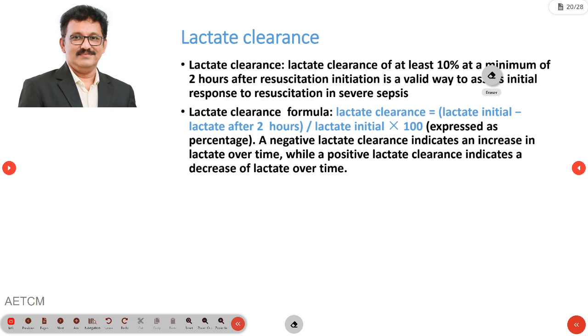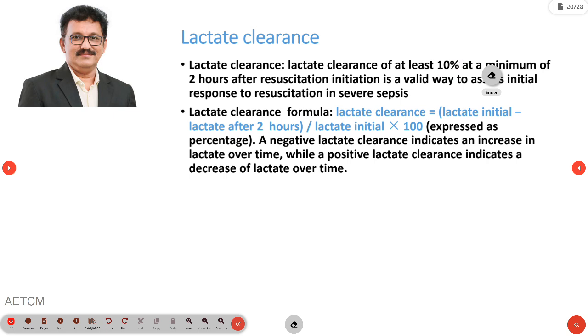Now, lactate clearance is very important when we have a patient with compromised internal circulation. When you give more fluids, noradrenaline, the circulation improves, and you can see whether the lactate is cleared or not. If the lactate clearance is more than 10%, you should understand that the patient is having good clearance. At least 10% should be there.